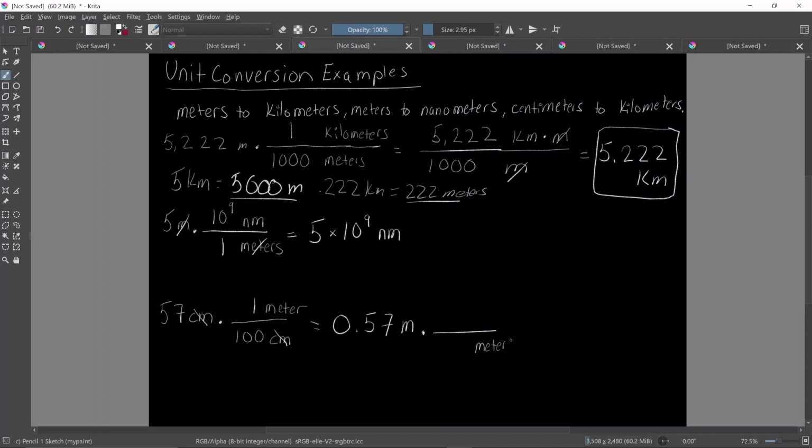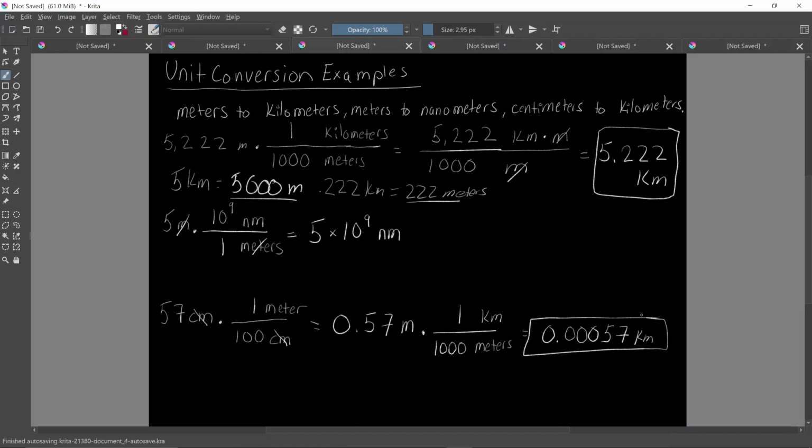And I want to get kilometers, and I know that for every 1 kilometer, there's 1,000 meters. And this will equal 0.00057 kilometers. Which makes sense because a centimeter is already only about half a meter, and if a kilometer is 1,000 of them, it makes sense that it's a really, really small number.